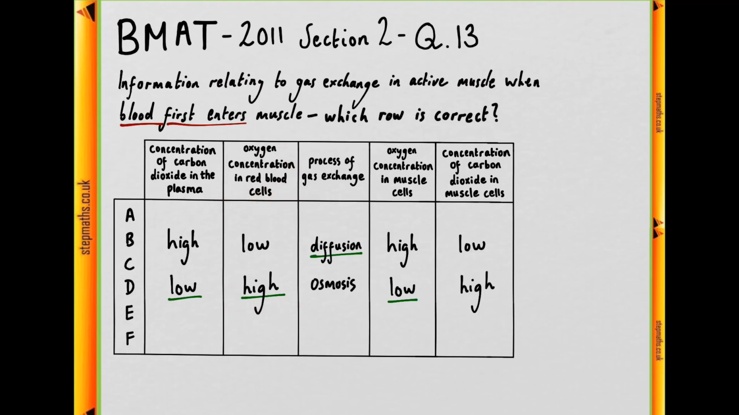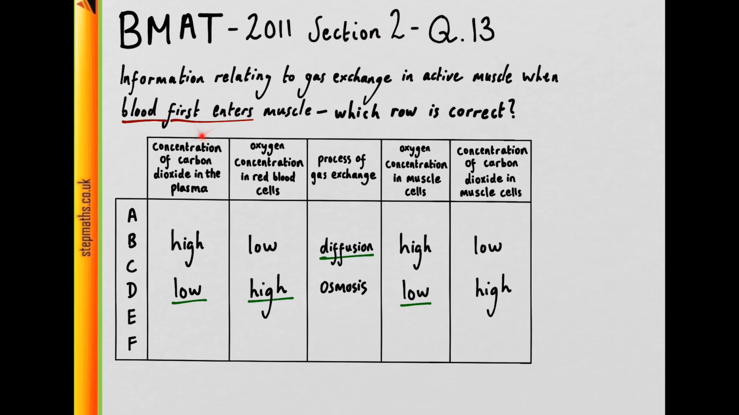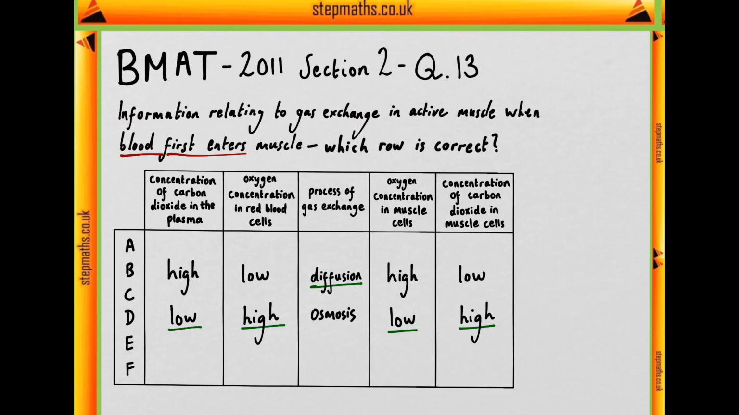And finally, we're asked about the concentration of carbon dioxide in the muscle cells. Well, much like the concentration of carbon dioxide being low in the plasma, it will be high in the case of the muscle cells, since carbon dioxide is produced in aerobic respiration. So we can have a look at which of our rows corresponds to low, high, diffusion, low and high, and we can see that our answer is E.